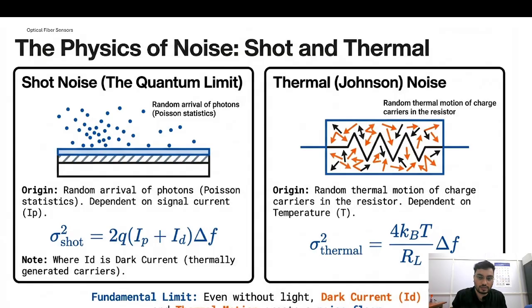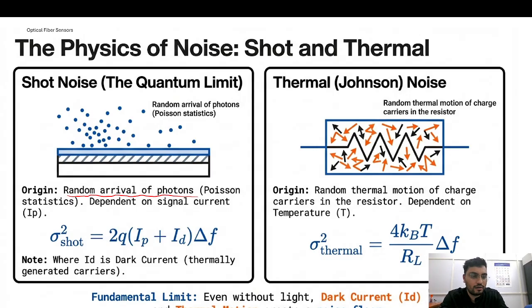What kind of noises are there in this particular photodiode system, and how are they affecting it? The first thing is shot noise. It's mentioned here. Shot noise occurs because of the random arrival of photons.